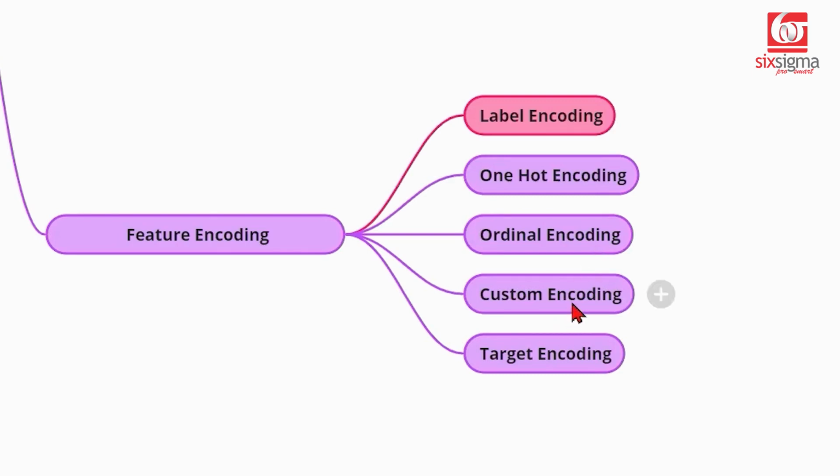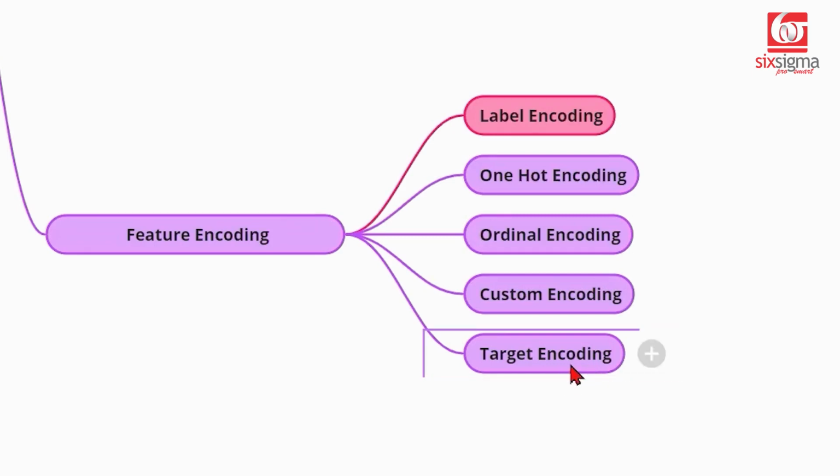There could be times when you don't want to go ahead with the order in a linear fashion. You're saying that the lowest category I want to rate as 1, the category next to it I want to rate as 5, and the category after that I want to rate as 10. In such cases, you can actually do a custom encoding. And lastly, you may have such categorical variables which come with too many levels. In such cases, you can also do a target encoding.